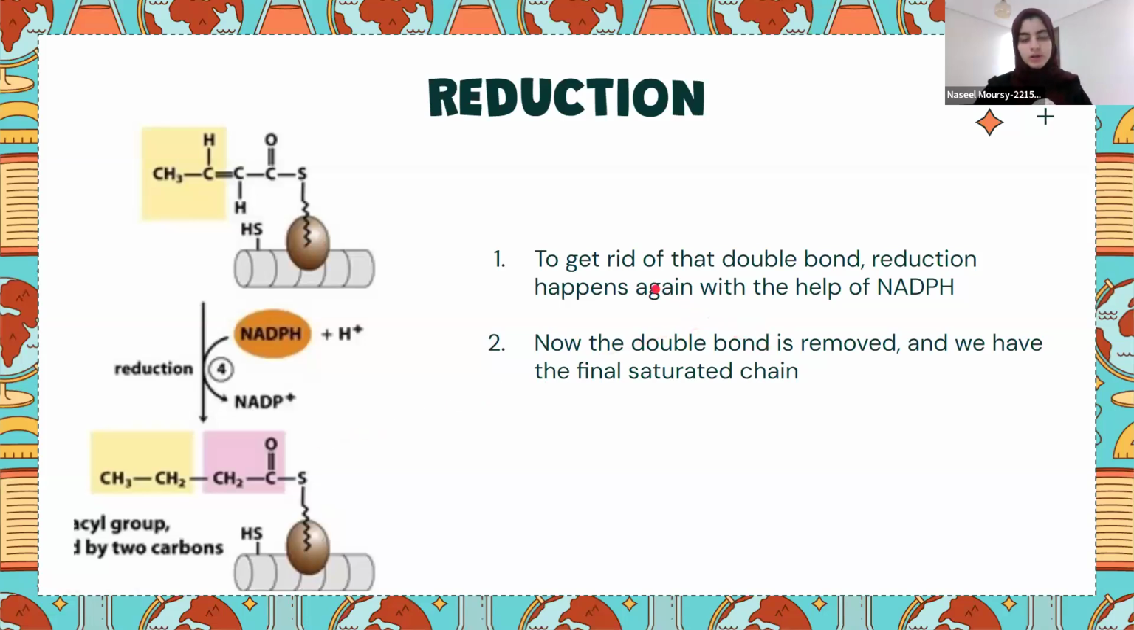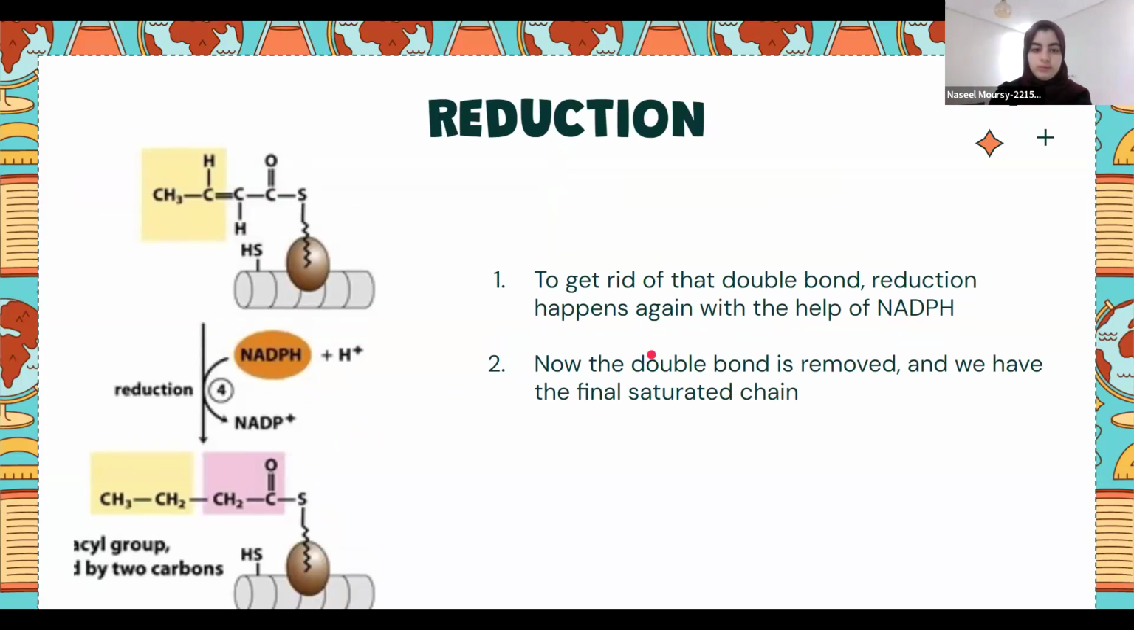So let's recap reduction first. To get rid of this double bond, reduction happens again with the help of NADPH. Now this double bond is removed, and we have the final saturated chain, okay? Now, before we move on, were these 4 steps clear? Condensation, reduction, dehydration, and then reduction? Okay, good.